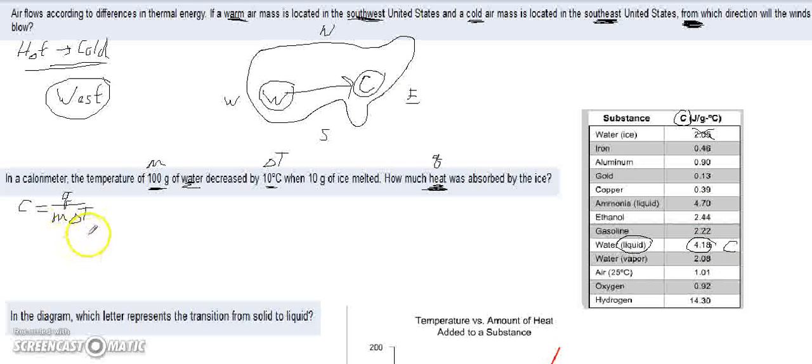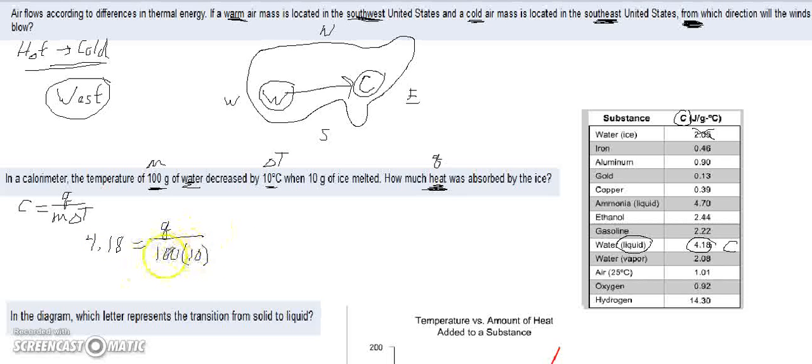And now I can just put those in the equation. 4.18 equals, remember it's asking me for Q, divided by 100 grams is my mass, and then 10 degrees is my temperature. Now you can do this all in one step. When you're solving for Q, you just multiply those three numbers together. If it's easier for you to do it stepwise, then you can definitely do that also.